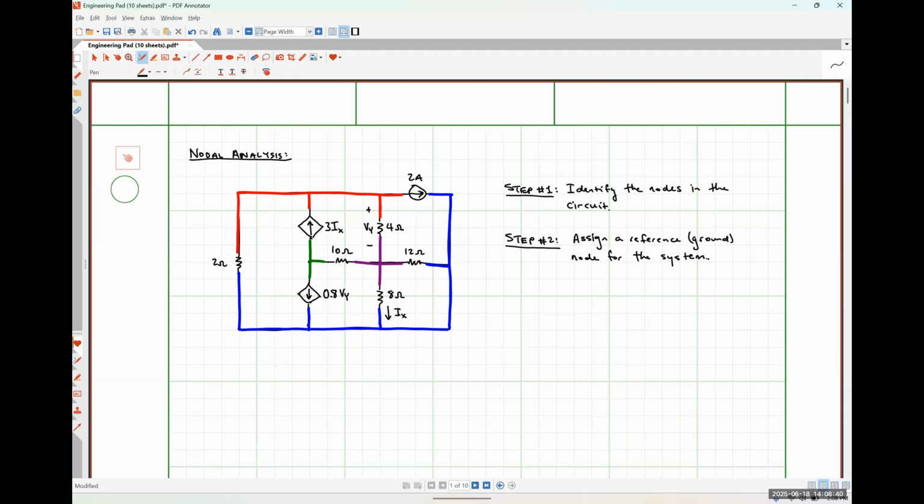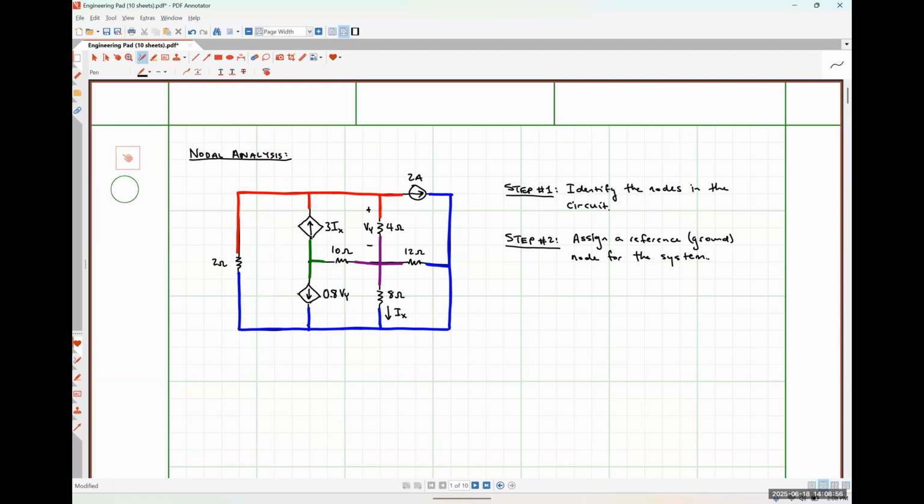Again, it's just because it makes the math easier, so I would encourage you guys to do that, but you don't necessarily have to if you don't feel like it. So now let's talk about the ground rules for selecting which node to use as your reference, okay?